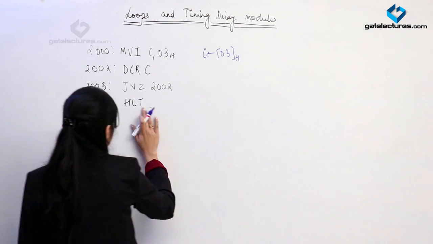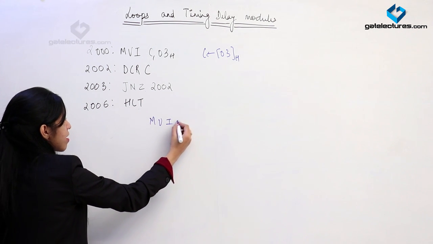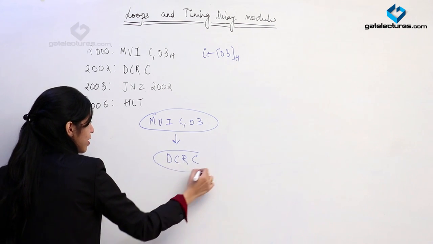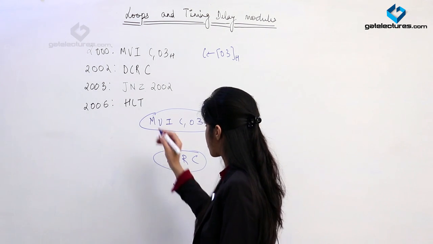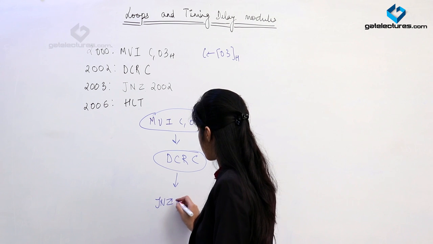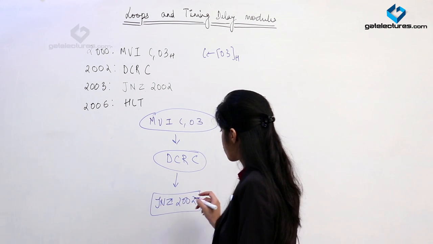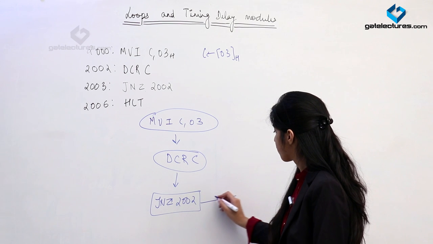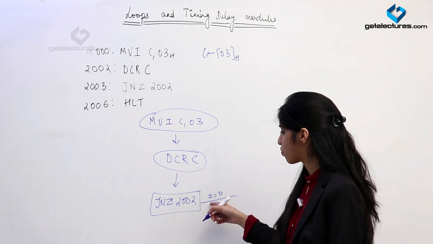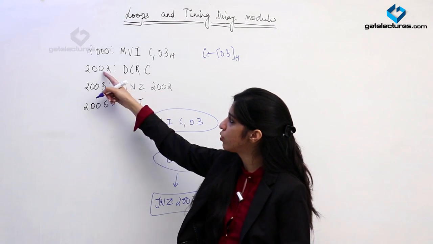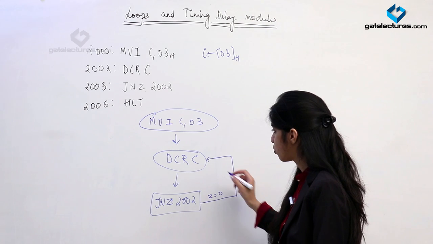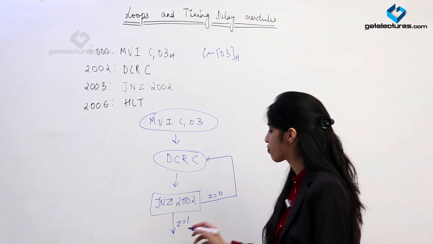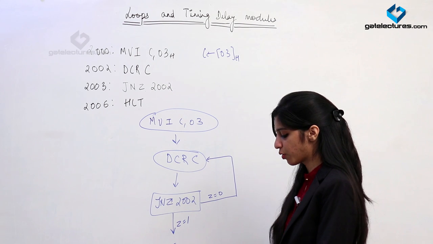So I'm just trying to represent this. The first instruction is MVI C, 03. Then we are making DCR C. Then we are checking jump not zero 2002. So here we are going to check the zero flag. If not zero, that means the Z flag, the zero flag, is zero. Jump to 2002, that means jump to 2002, DCR C. If the zero flag is one, that is, if the condition is false, the program is going to stop.